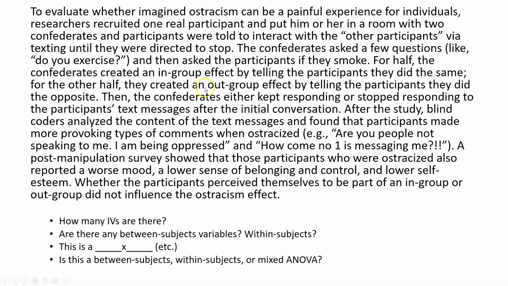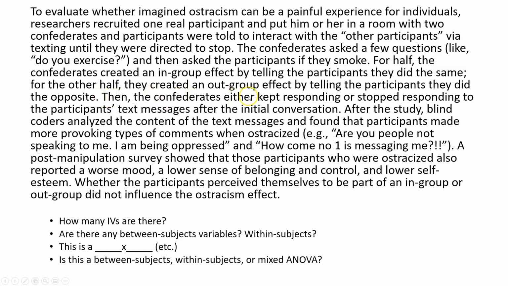For the other half, they created an out-group effect by telling the participants that they did the opposite. So if you do, then they would say, oh, we don't. And if you don't, then they would say, oh, well, we do.